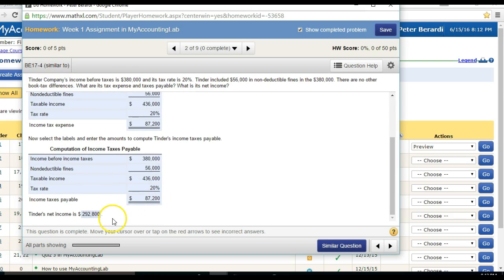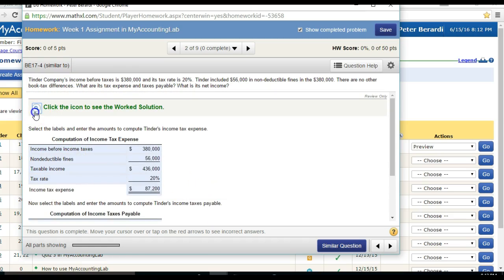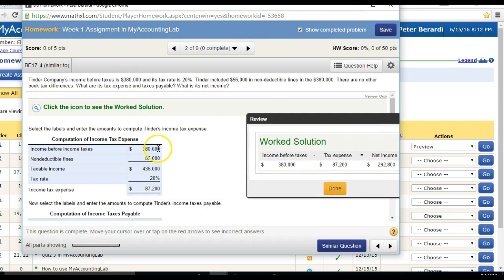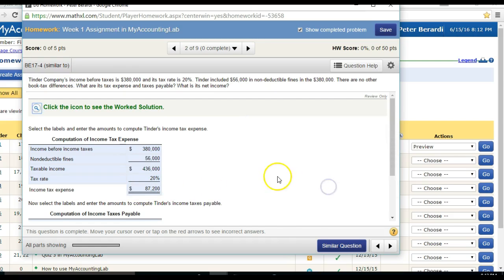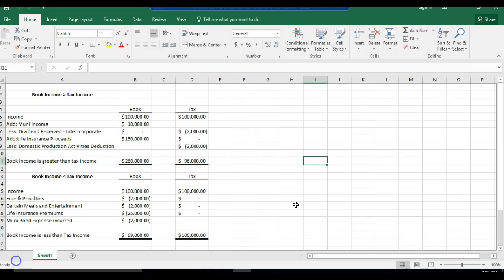So Tinder's net income is $292,800. It gets that amount simply by taking the income before taxes of $380,000 and it subtracts $87,200 in tax expense to get to the $292,000.